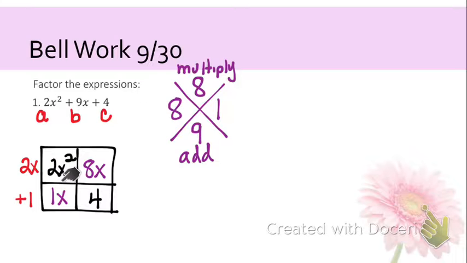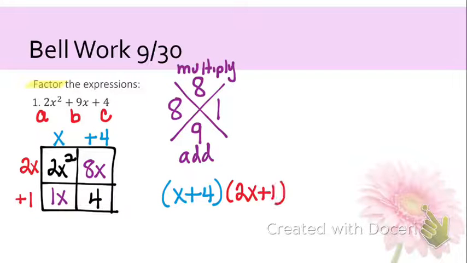2x squared and 1x has a greatest common factor of x. 8x and 4 has a greatest common factor of 4. So your factors, because it did not ask us to solve it, it said factor it. So my first factor is x plus 4. And my second factor is 2x plus 1. And this would be your final answer. Who had that for the bell work? Good job. All right, let's look at our notes for today.